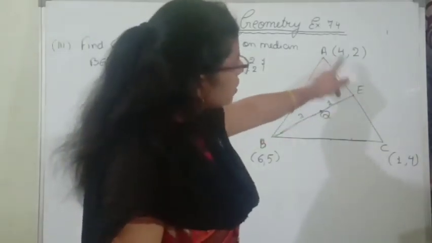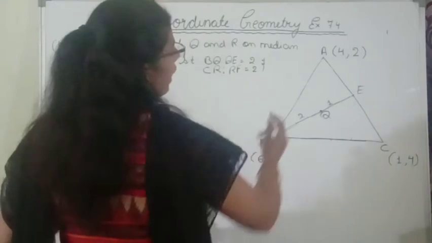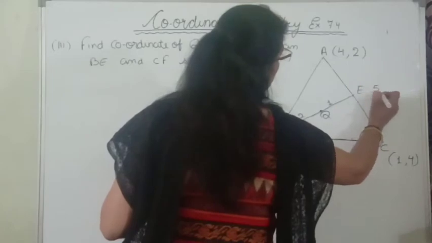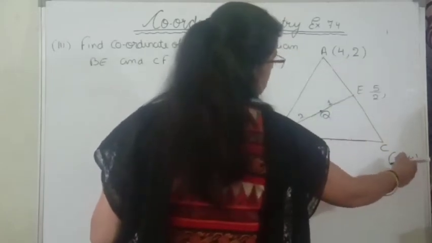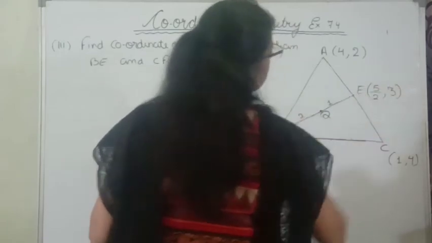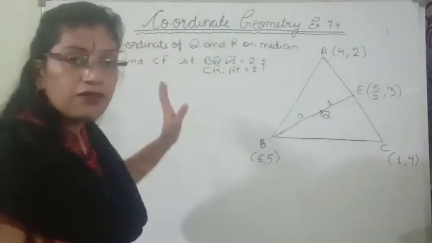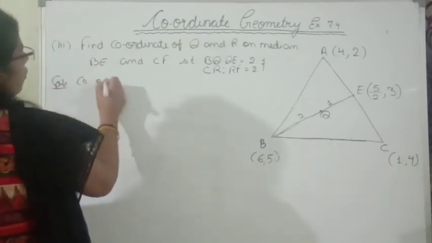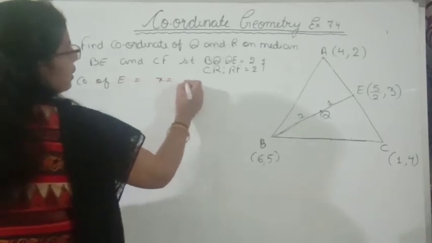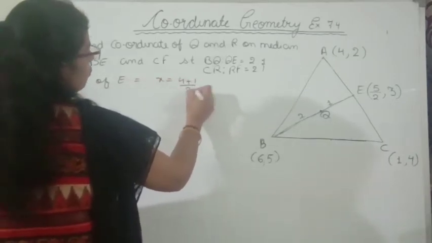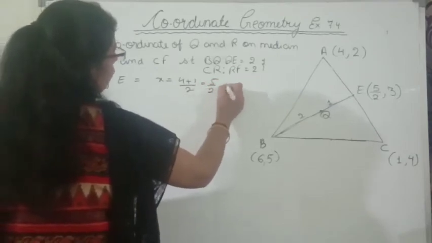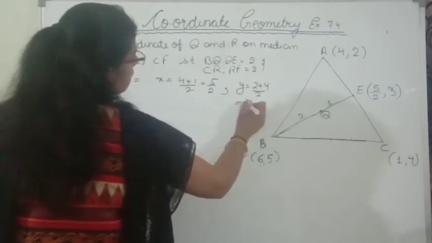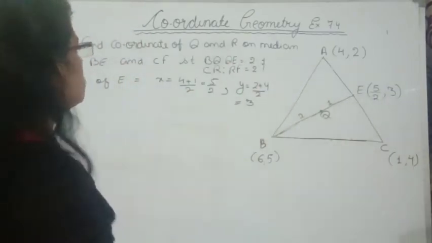This is the midpoint. So find the coordinate of the midpoint, very easy. Add the x coordinates divided by 2: 4 plus 1 is 5, 5 upon 2. And the same way, 2 plus 4 is 6, 6 upon 2 is 3. So these are the coordinates of the midpoint. So you can write, very first, the coordinate of E. Solution: the coordinates of point E are, x coordinate is 4 plus 1 upon 2, that means 5 upon 2, and y coordinate is 2 plus 4 divided by 2, that means 3.